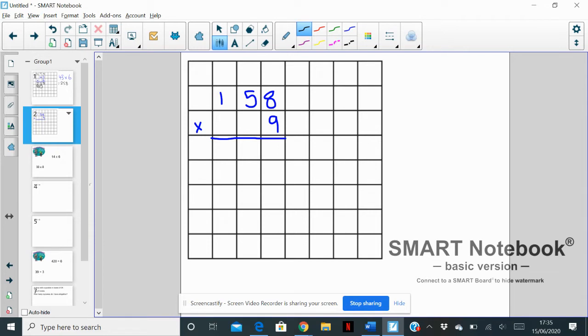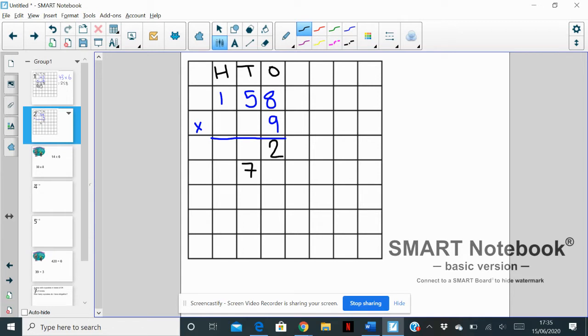Right, pause the video here, go and get yourself some scrap paper and see if you can have a go at solving this short multiplication. So I'm starting off in my smallest column, which is my ones column, and I've got to do 8 multiplied by 9. 8 multiplied by 9 is 72. So I'm going to take the 7 tens, regroup it, and keep the 2 ones.